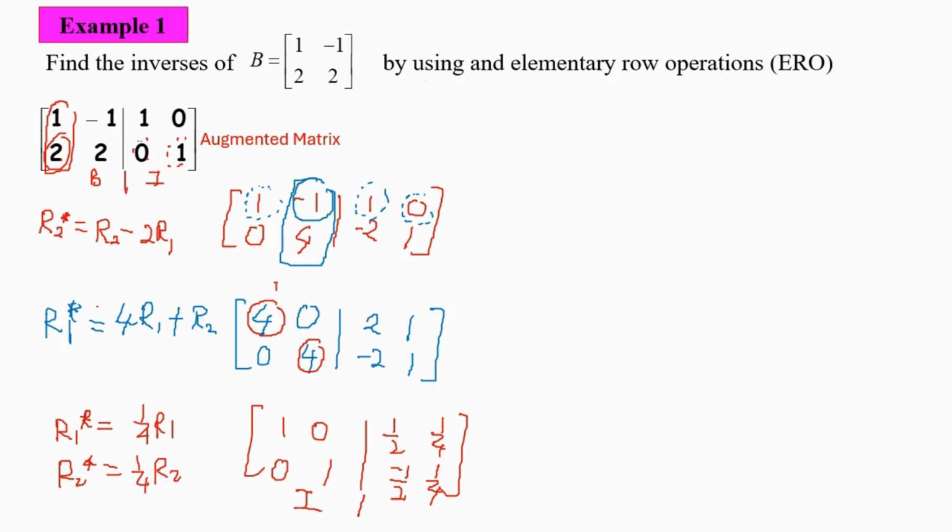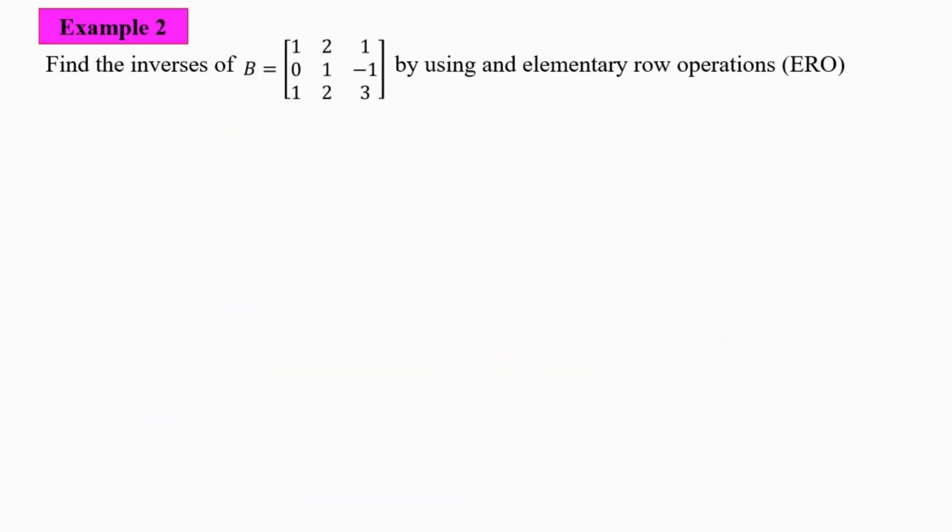And here definitely will be your B inverse. So you just answer it. Therefore, the B inverse is 1 over 2, 1 over 4, minus 1 over 2 and 1 over 4. So this is how we use the ERO process to find the inverse of a 2 by 2 matrix. Let me proceed to another example with a matrix of 3 by 3.